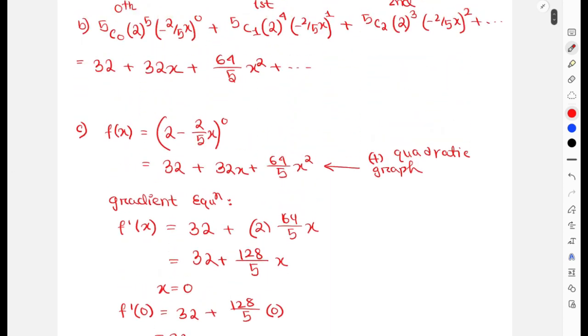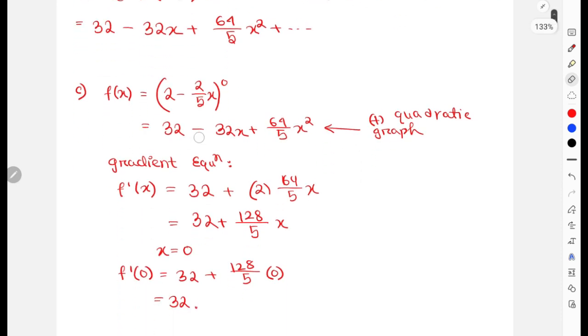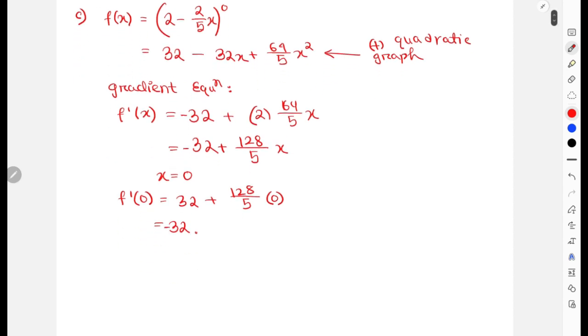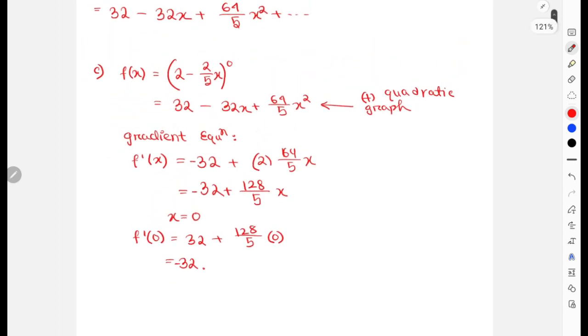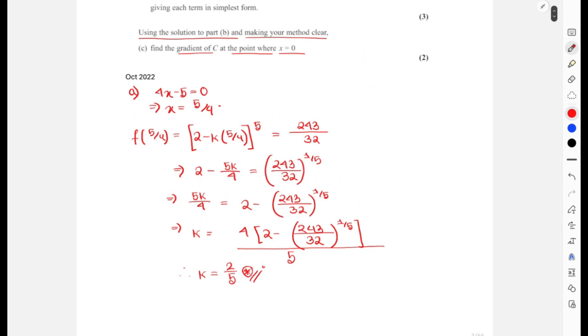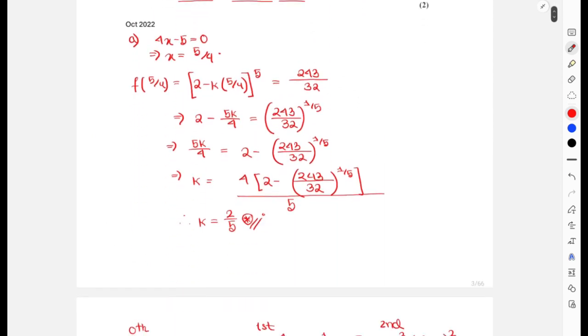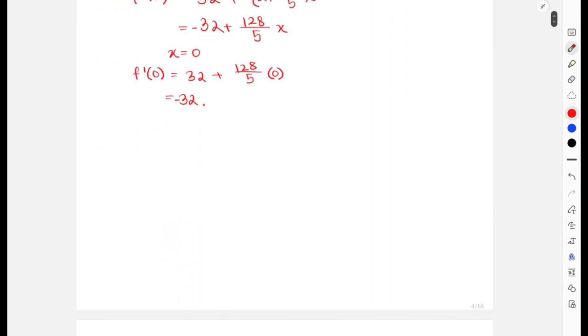Other than that, I don't think there's anything else. Okay, one minute. This was supposed to be negative, right? Because this was a negative power. So these values over here are going to be negative. So the final gradient that you are getting over here is also negative. So the gradient for the curve when the value for x equals 0 was negative 32. And that is it for your binomial expansions. Other than that, not that many difficult questions will be asked. So we will start with our next part.